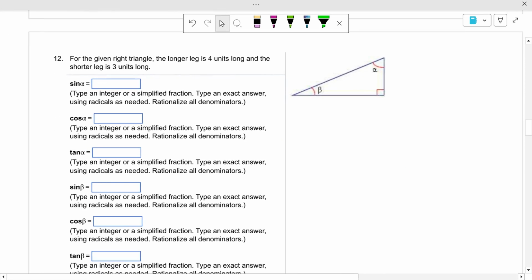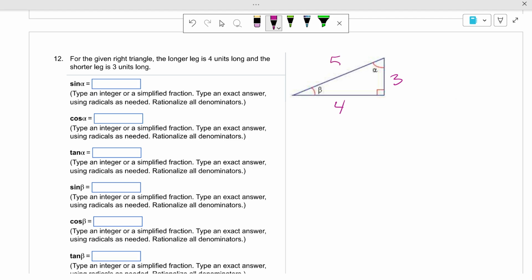Then, if the longer leg is 4, the shorter leg is 3, what's my hypotenuse going to be? What's 3 squared? 9. What's 4 squared? 16. What's 9 plus 16? 25. Square root of 25 is 5. Okay? So, alpha's up here. What's the sine of alpha? Opposite over hypotenuse is 4 over 5. What's the cosine of alpha? 3 over 5. What's the tangent of alpha?